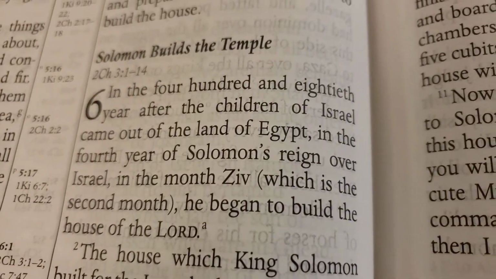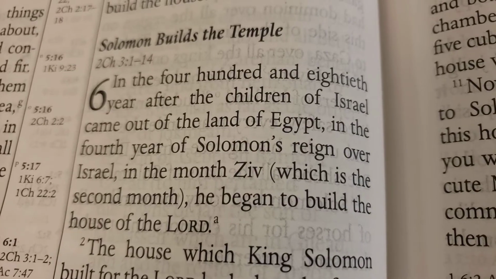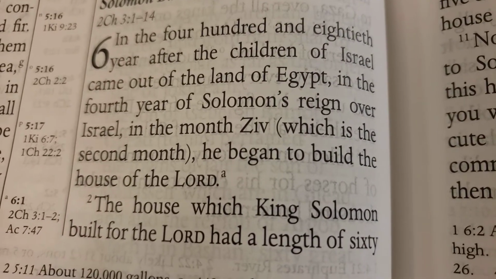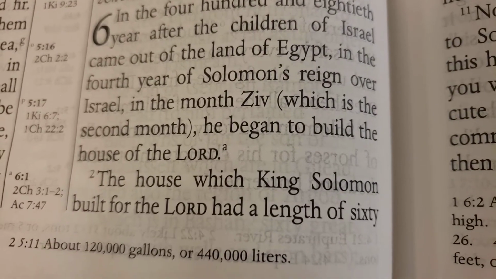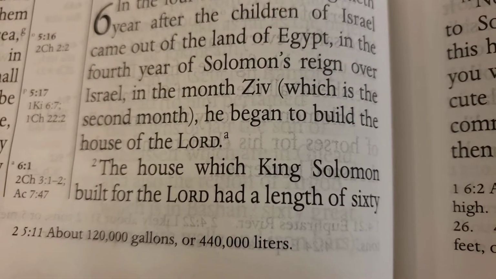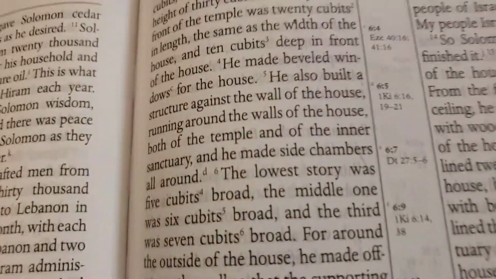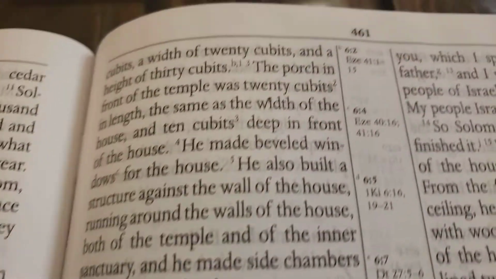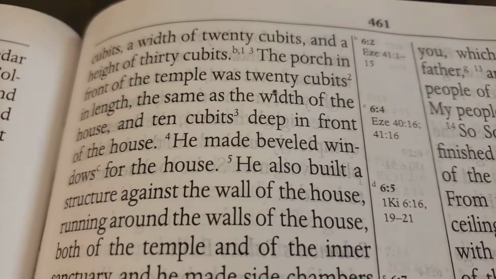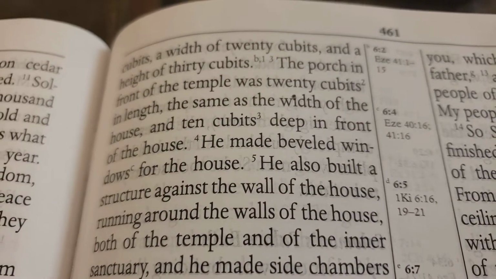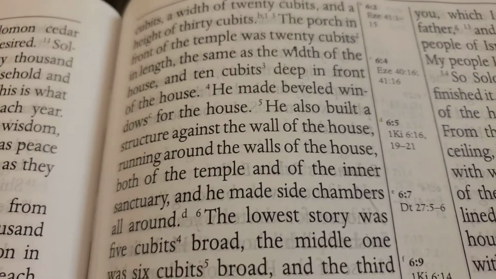Solomon builds the temple. In the 480th year after the children of Israel came out of the land of Egypt, in the 4th year of Solomon's reign over Israel, in the month Ziv, which is the 2nd month, he began to build the house of the Lord. The house which King Solomon built for the Lord had a length of 60 cubits, a width of 20 cubits, and a height of 30 cubits. The porch in front of the temple was 20 cubits in length, the same as the width of the house, and 10 cubits deep in front of the house. He made beveled windows for the house.